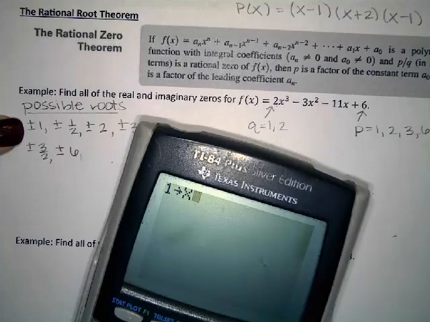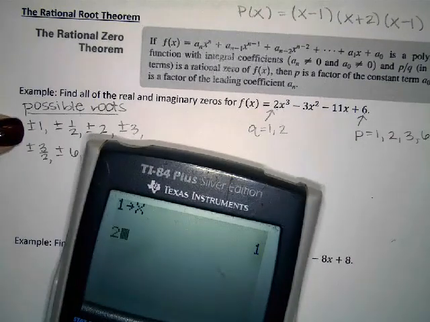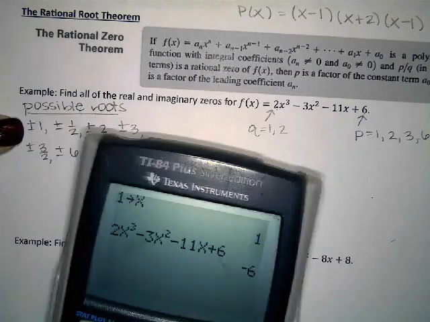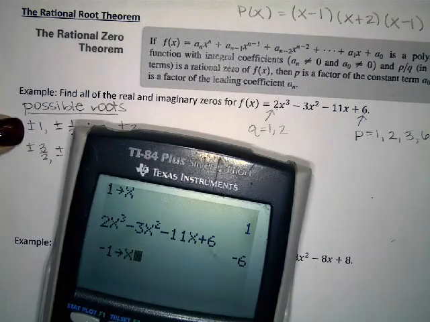That's negative 6. I'll try negative 1. I'm going to go up here and copy paste this, and when I copy paste it, it's going to plug in my new x value. Negative 1 is 12, so it's not positive 1, it's not negative 1.